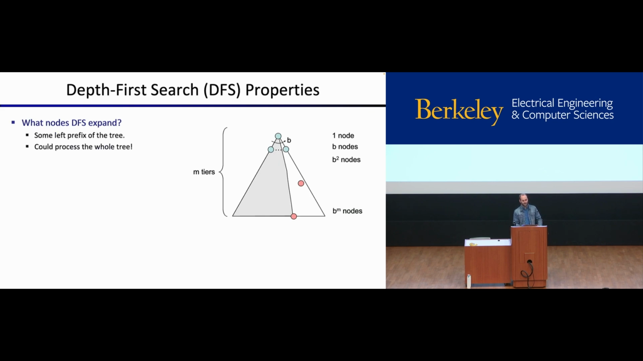So this could process the whole tree. If M is finite, then it takes order B to the power of M time, because each node takes some amount of time to process. How much space does the fringe take? So let's think about what the fringe is. The fringe is the number of paths that we're considering expanding.